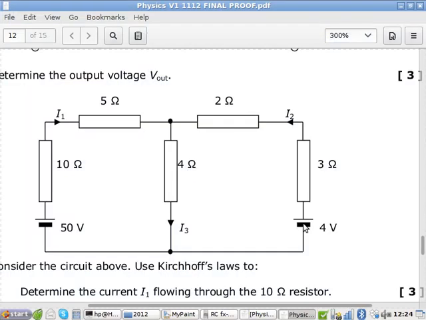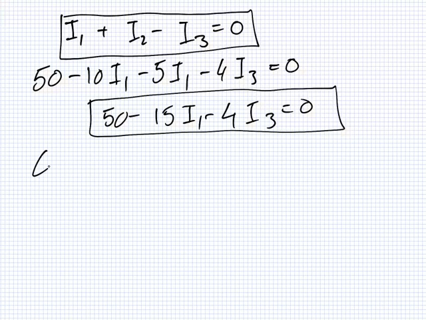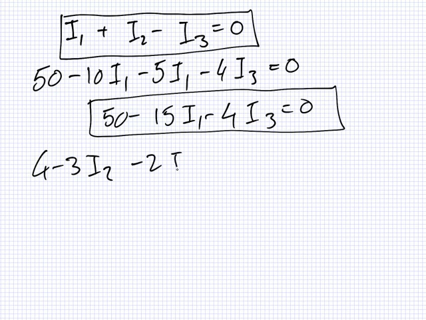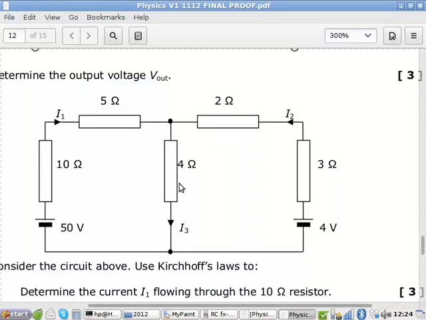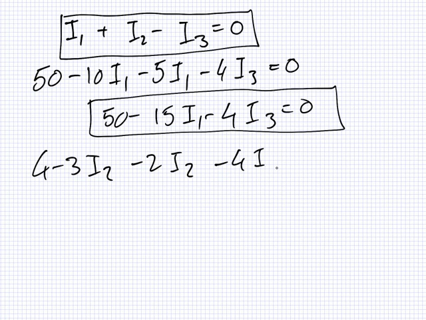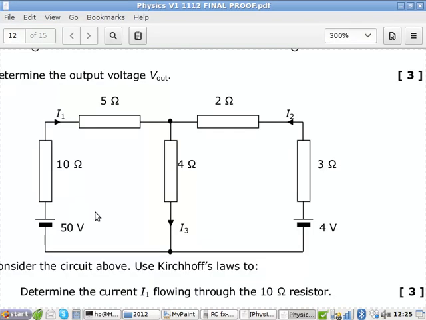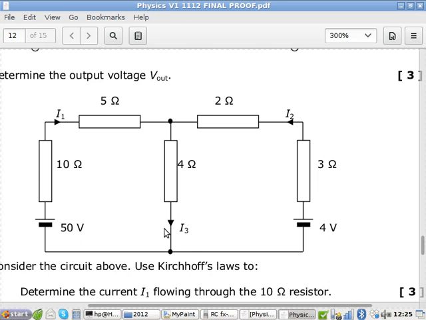And then here, 4 minus 3i2 minus 2i2 minus 4i3 equals 0. So you get 4 minus 5i2 minus 4i3. Can you go to that question? Yeah. Meaning, if the error in the I3 is flipped, you make the 4 ohm plus, not minus. Yeah. Okay.